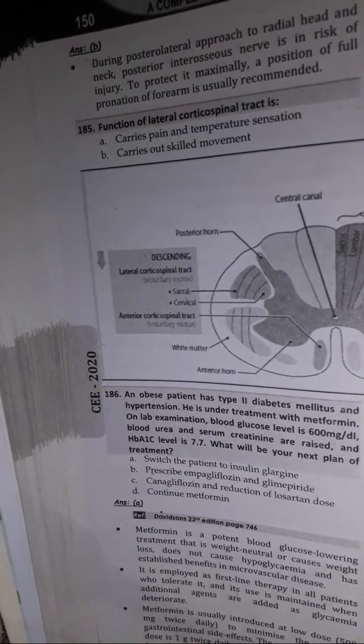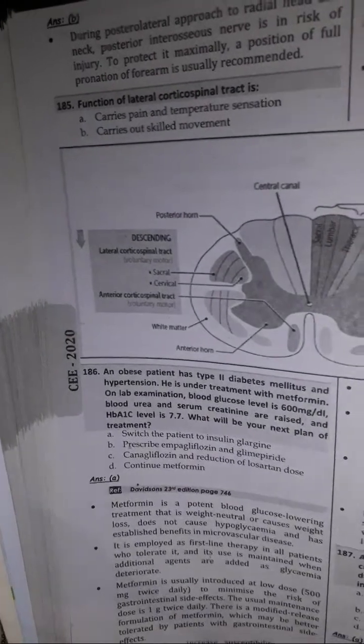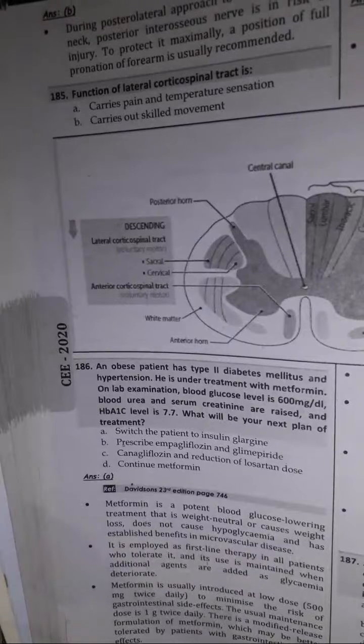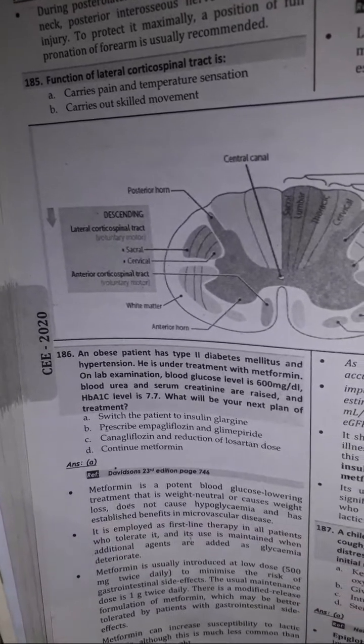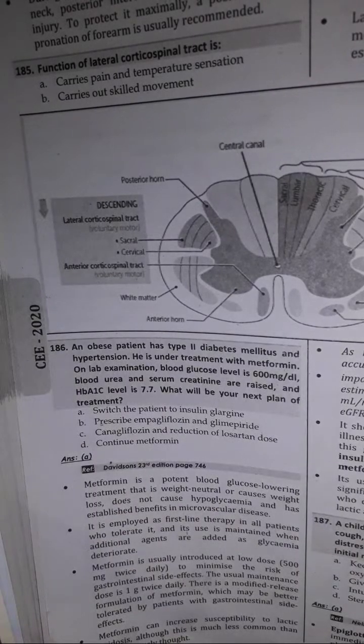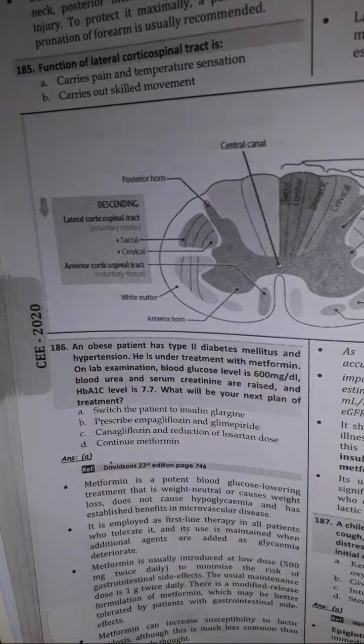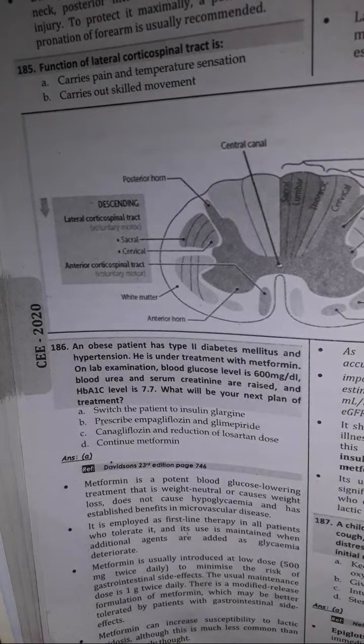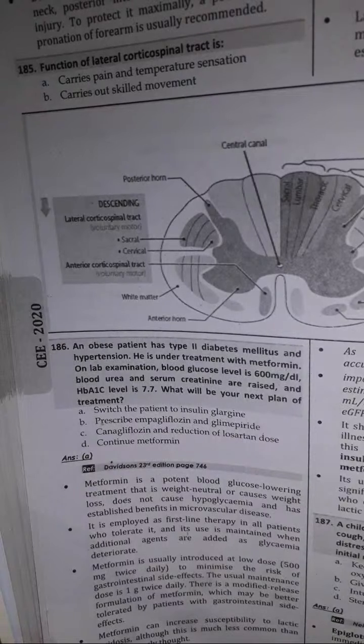Explanation. Metformin is a potent blood glucose lowering treatment that is weight neutral or causes weight loss, does not cause hypoglycemia, and has established benefits in microvascular disease. It is employed as first-line therapy in all patients who tolerate it, and its use is maintained when additional agents are added as glycemia deteriorates.